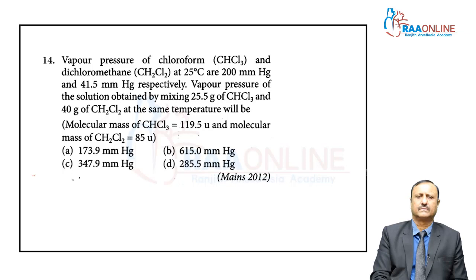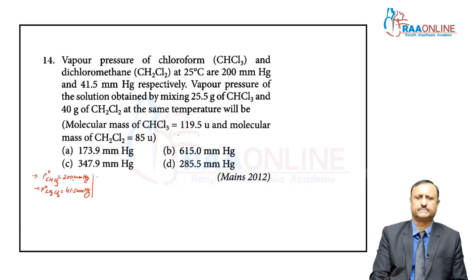Here, my dear students, in this question, we can solve in this way. First of all, we can see what is given in the numerical. Here the vapor pressure of pure chloroform is given, and my dear students, it is 200 millimeter mercury. Here you can see the pure vapor pressure of CH2Cl2 is also given, and that is 41.5 millimeter mercury.